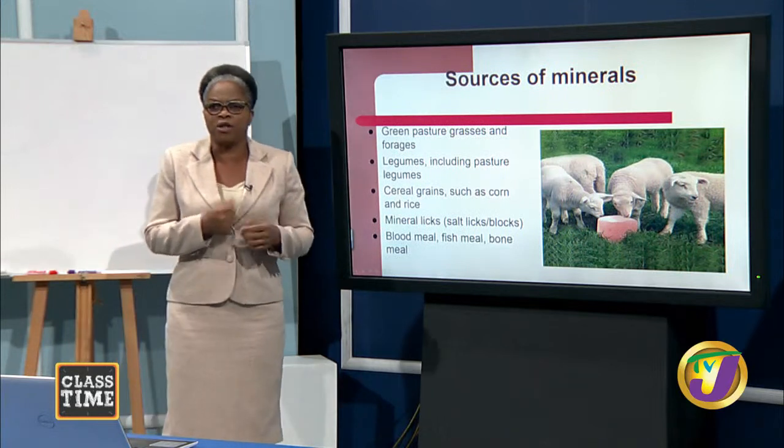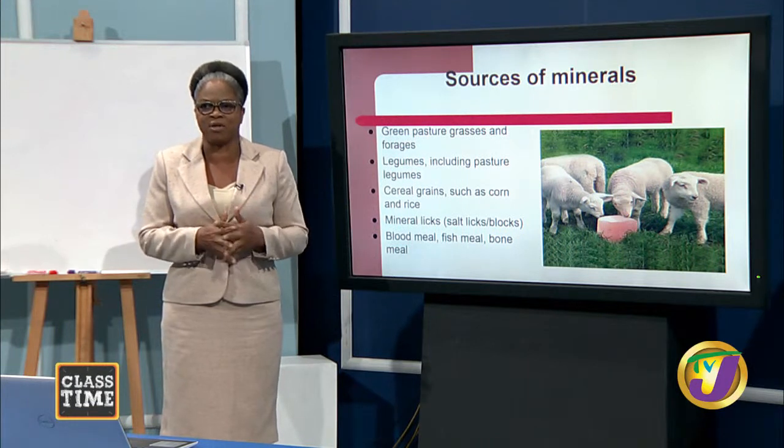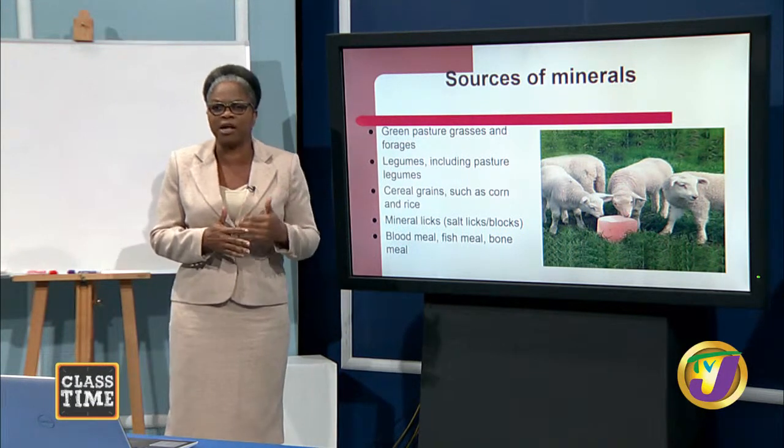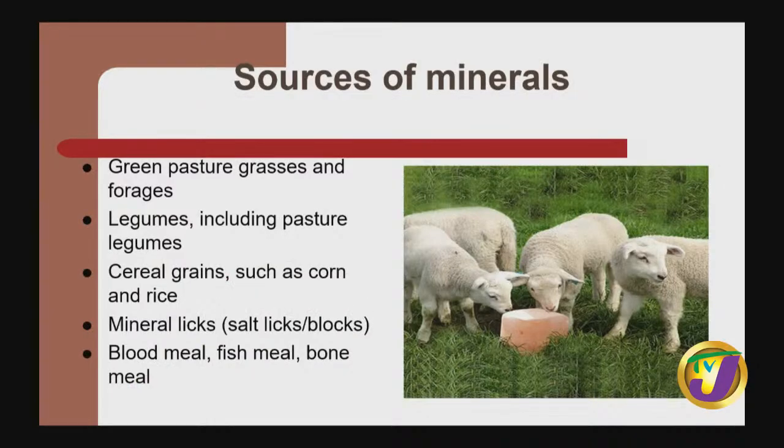Now, we need to find out some sources of minerals. Where will the farm animals get their sources of minerals? They'll be able to get their sources from the crops that they eat, right? They'll also get their sources from cereal grains such as rice and corn, and also from mineral licks. As you can see in the picture right there, the sheep are licking that mineral lick in order to get additional minerals if they are not able to get them in the pasture grasses that they are eating. They can also get minerals from bone meal, fish meal, and blood meal as well.